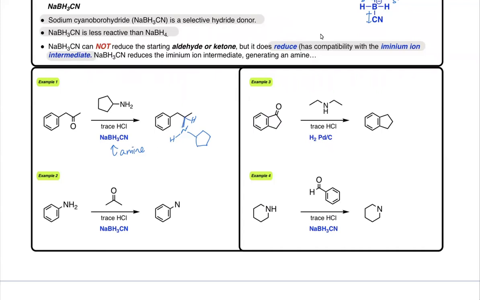And I would produce a pair of enantiomers. I generated a chiral carbon, so I could produce that product, plus its enantiomer.